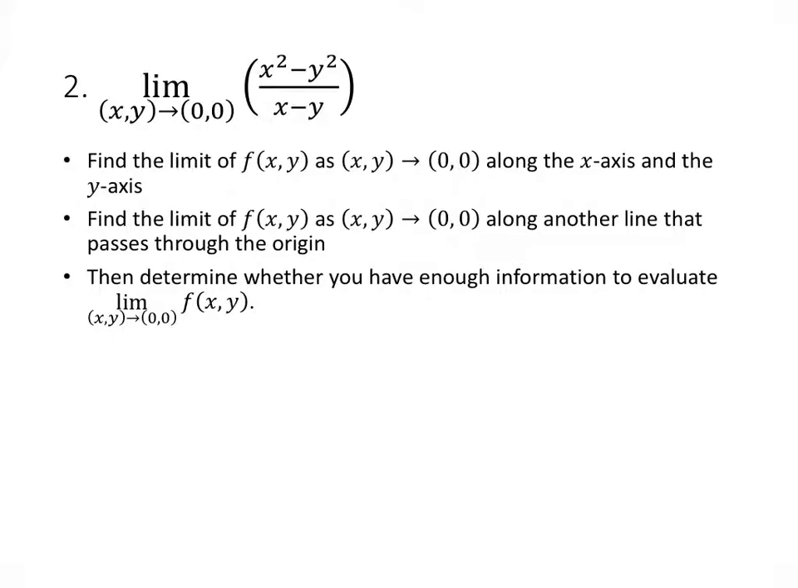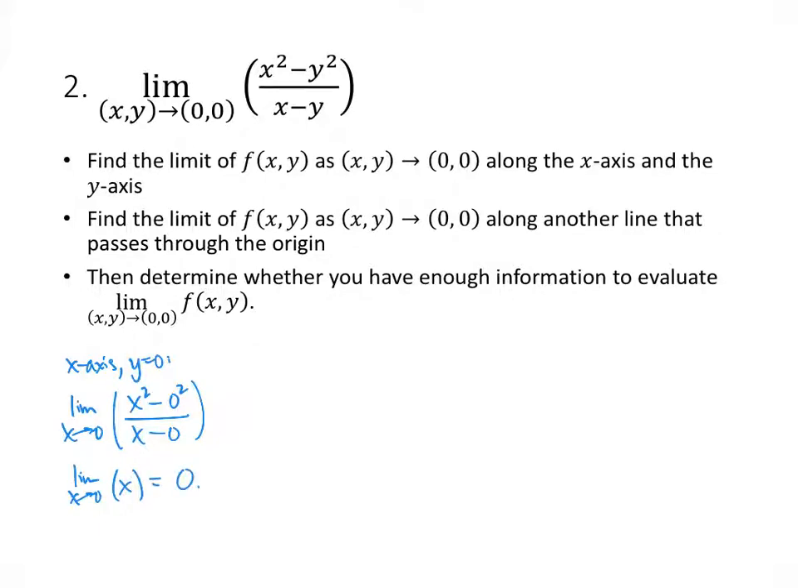Okay, so again, very similar to the one that we just did. Again, we'll start with the x-axis. Remember, the x-axis is where y equals 0. That means we're looking at the limit as x goes to 0 of what we get when we replace y by 0. That'll be x squared minus 0 squared divided by x minus 0, which is the limit as x goes to 0 of just x, and that's going to be 0.